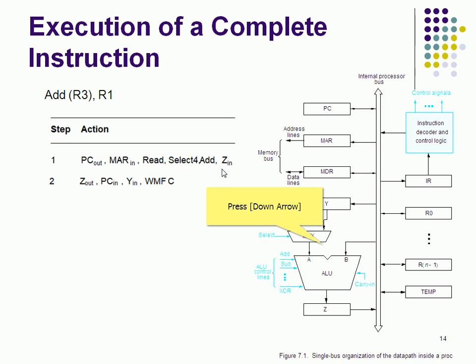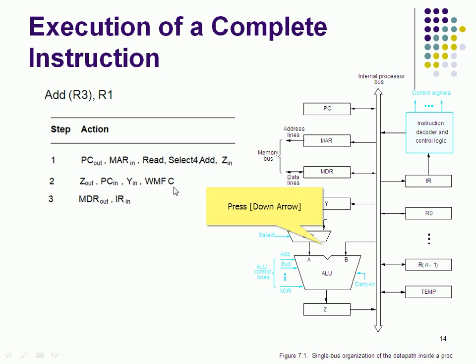PC in, Y in, wait for memory function completion. What is that Y in? Y in may be for the next operation; it will be getting ready. So Z out, PC in, wait for memory function completion. Once the memory function is completed, the instruction, which in this case is an addition operation, will be brought into the MDR. So once the memory function is complete, it is understood that it has brought that instruction and stored it at the CPU premises, in the MDR.